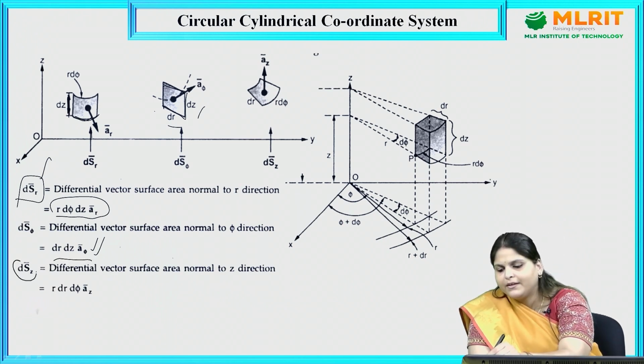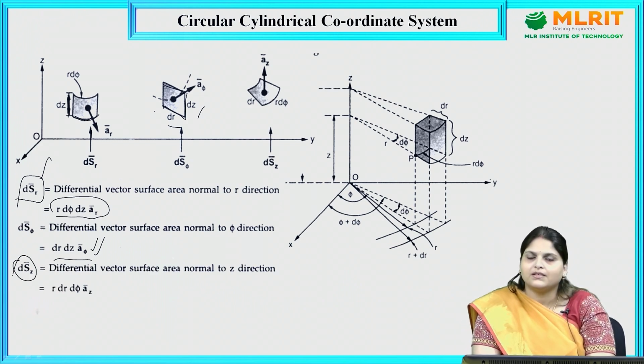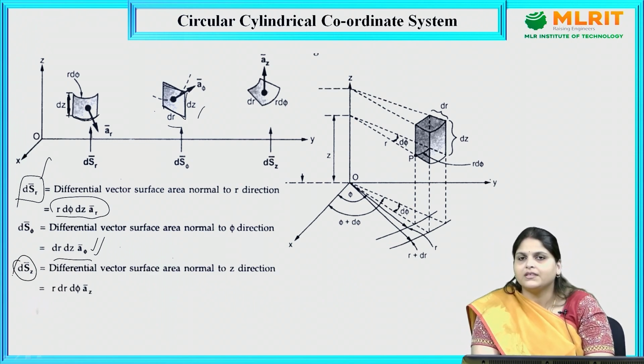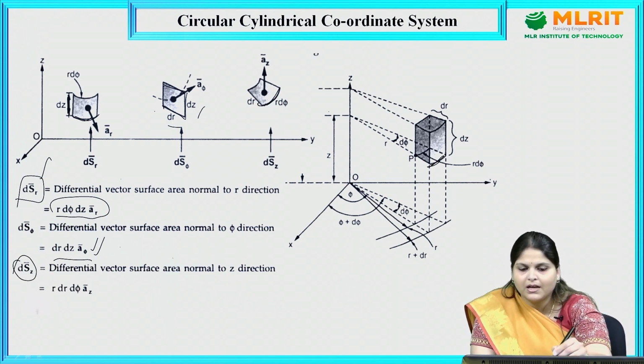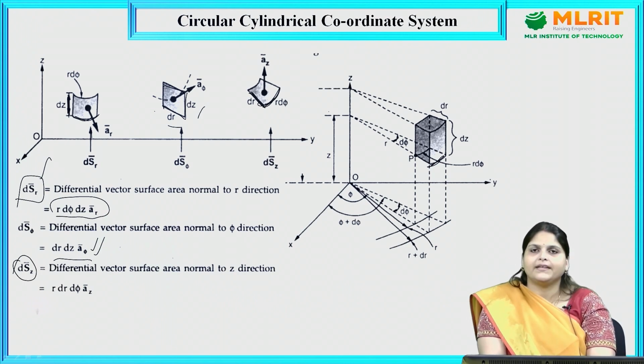Similarly, we can write for z direction also the differential vector surface area, which is normal to z direction. So for the z direction, the planes would be this arc and radius.